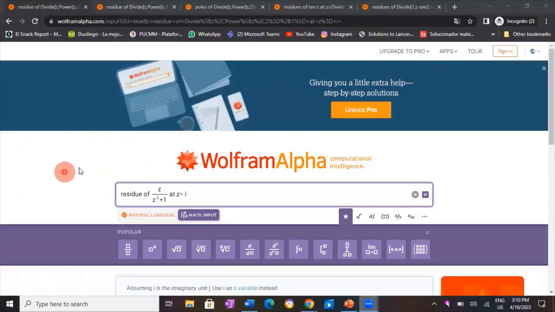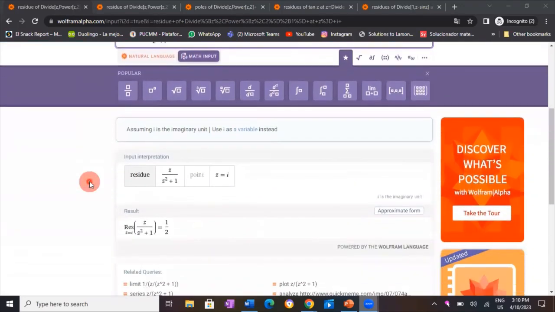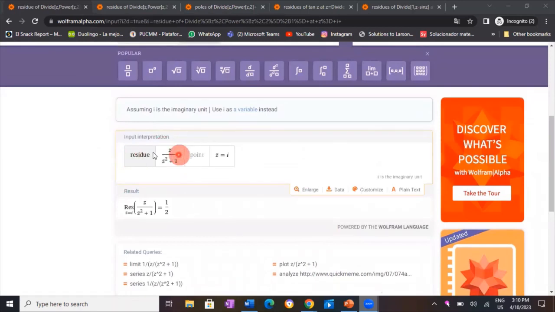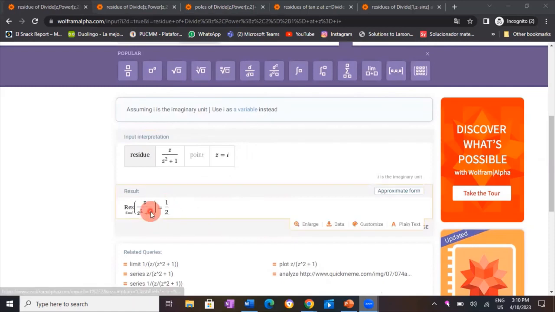In order to verify that our result was correct, we're going to go to the software called WolframAlpha, and we're going to write right here our expression. We're going to type residue of our function at z equals i. After we do that, we're going to press enter, and then we're going to see that the residue of this function at that certain point is going to be 1/2.